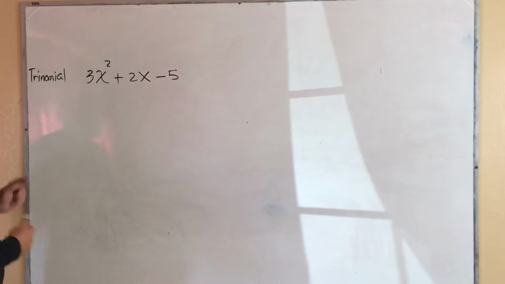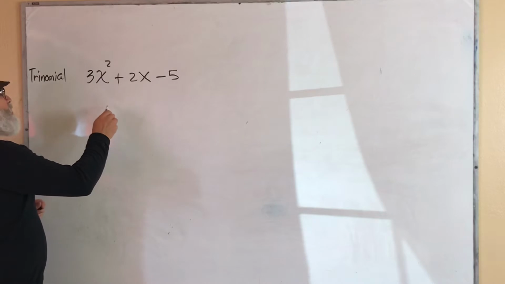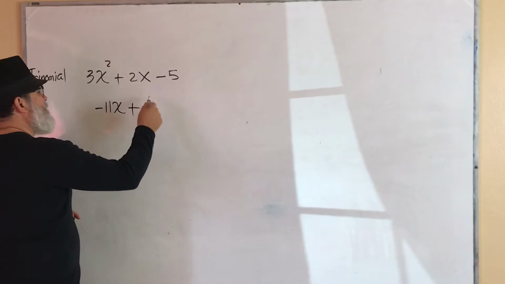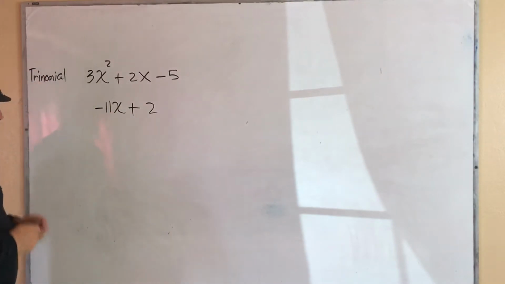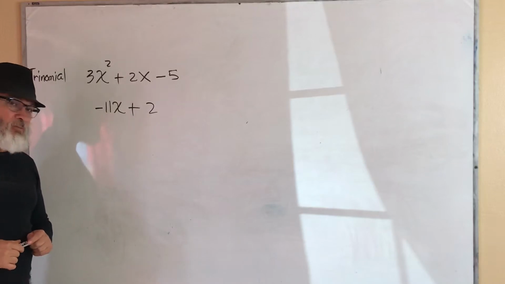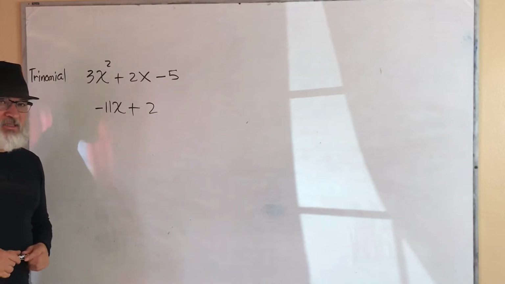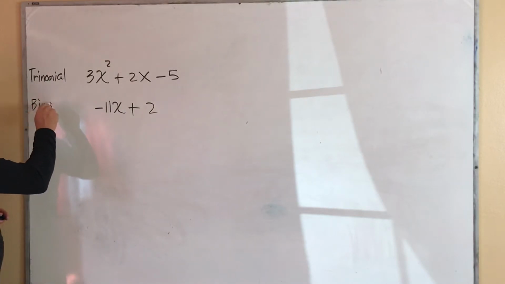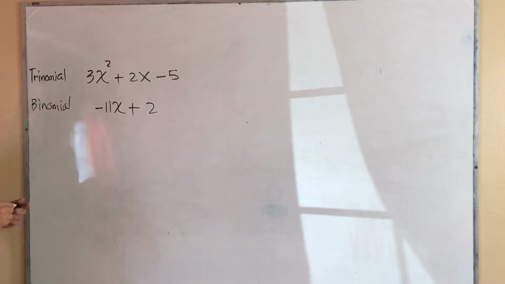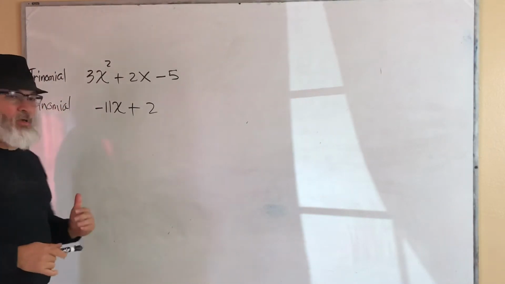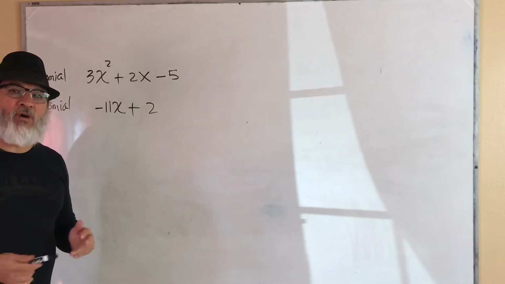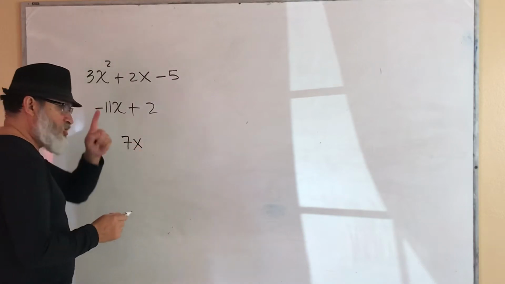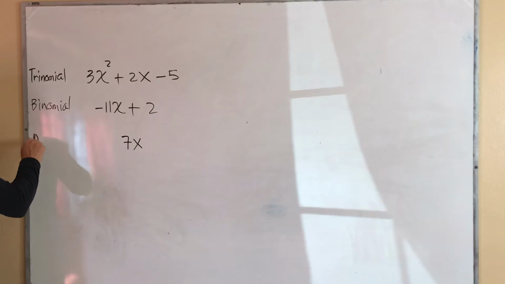That's 3 terms. If you have 2 terms, for example, negative 11x plus 2, this is also considered a polynomial, but specifically you may call it a binomial. So that's a binomial. If it's 1 term, we're going to call it a monomial. 1 term is called a monomial.